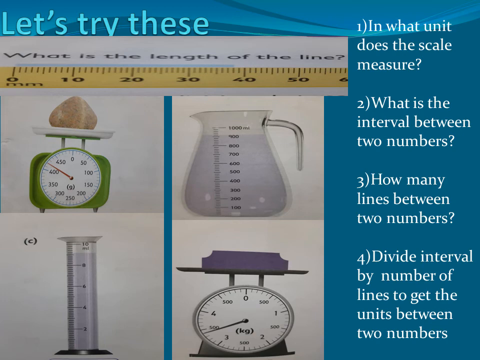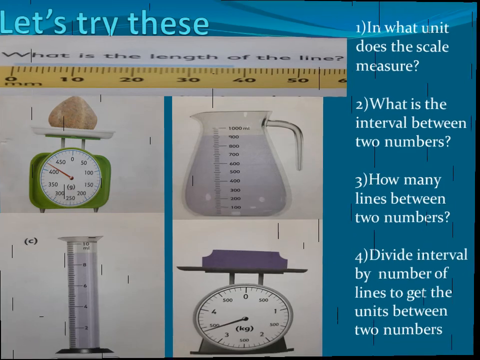So what do we say the measurement is? 3.4 kilograms. 3.4 kilograms, or 3 kilograms 400 grams, because those smaller numbers in between represent grams. Okay, I hope with this lesson you've been able to understand how to read measurements in between two lines.